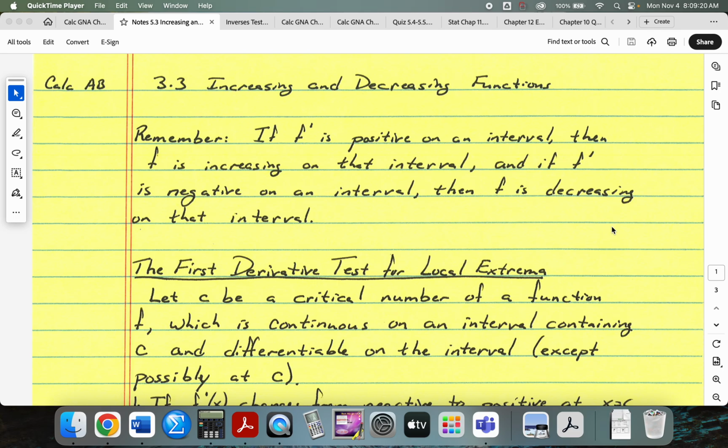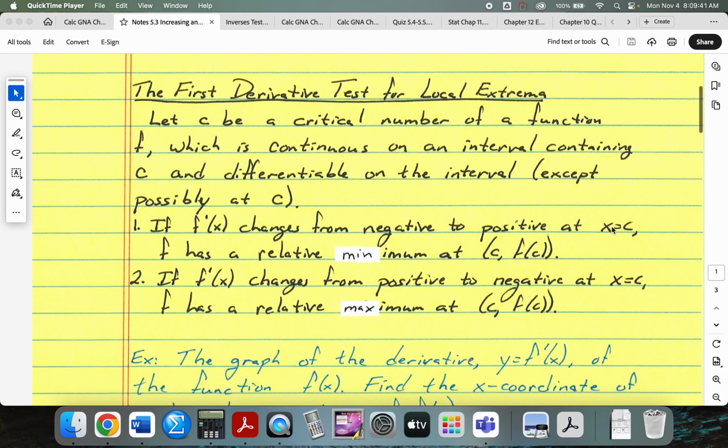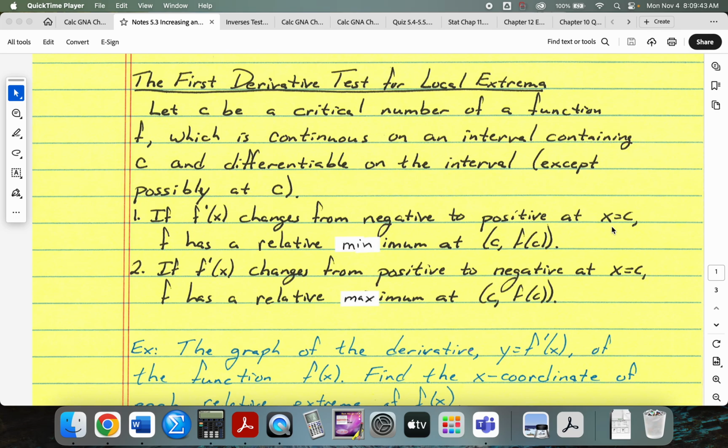So remember that if f prime is positive on an interval, then f is increasing on that interval. And if f prime is negative on an interval, then f is decreasing on that interval. Talked about that last week. We've actually sort of previewed this by doing related rates problems. So this leads us to the first derivative test for local extrema. Usually people just say the first derivative test.